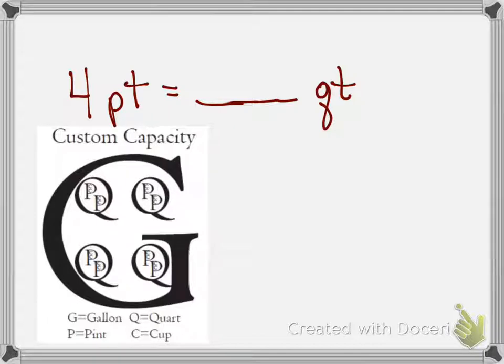All right, so we want to know 4 pints is equal to how many quarts? Remember, larger units to smaller units, we multiply. Smaller units to larger units, we divide. And please use the charts that are given to help figure out the answer.